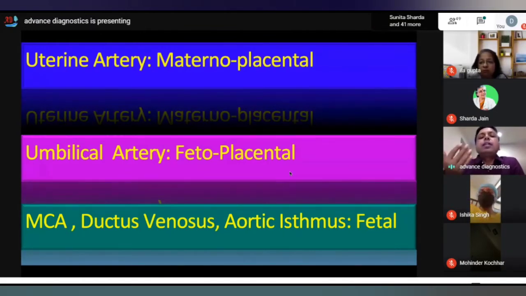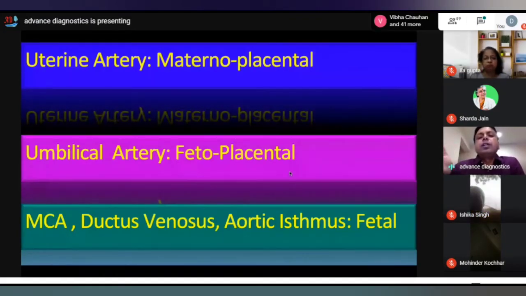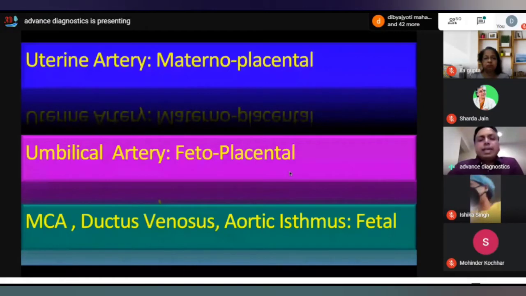And MCA, ductus venosus and the aortic isthmus are purely fetal vessels, so they show the changes in relation to the placental dysfunction. So whenever there is placental dysfunction and changes in the umbilical artery, what compensatory mechanisms happen in the body of the fetus? These changes are reflected in these fetal vessels. So these are the basic concepts.